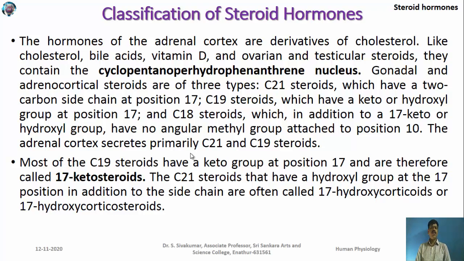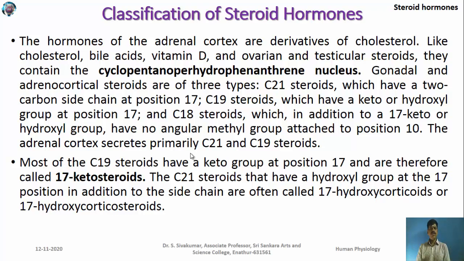You can see these gonadal and adrenocorticoid steroids are of three types. They are known as the C21 steroids, the C19 steroids, and the C18 steroids. C21 steroids have a 2 carbon chain at position 17. C19 steroids have a keto or hydroxyl group at position 17. C18 steroids have a 17 keto or hydroxyl group.